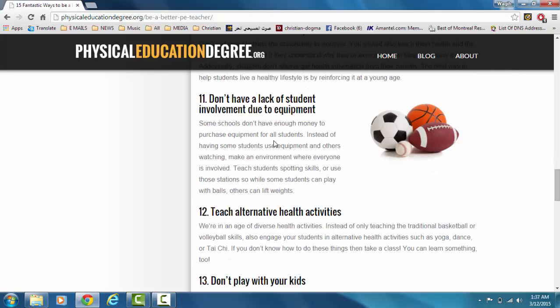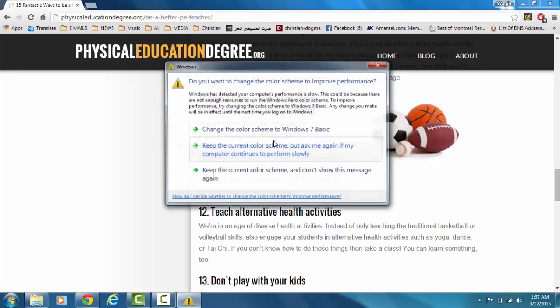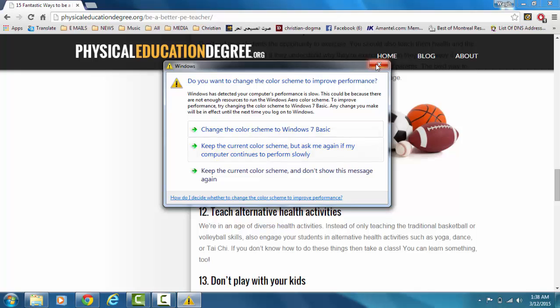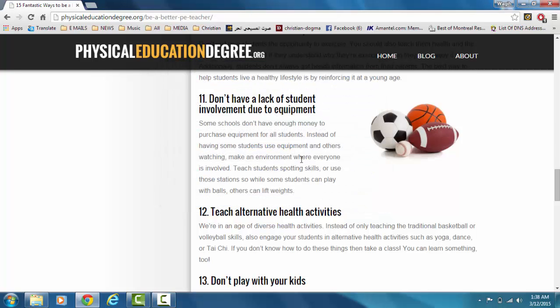The 11th point says that you shouldn't have a lack of student involvement due to the equipment. A small ball, a soccer ball, a football, or a basketball, they don't cost a lot. You can still have your students playing sports. You don't need to have weights or other equipment that costs a lot of money. A small $20 ball could have everyone playing in class.